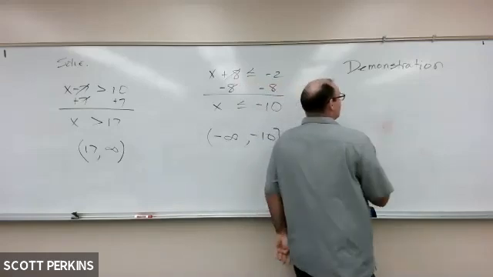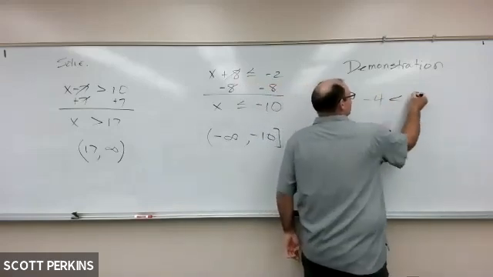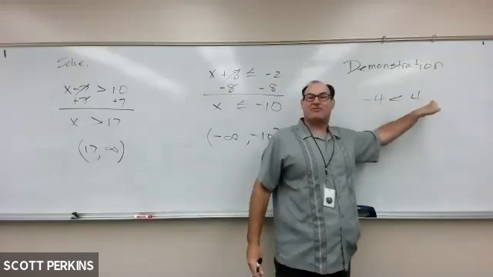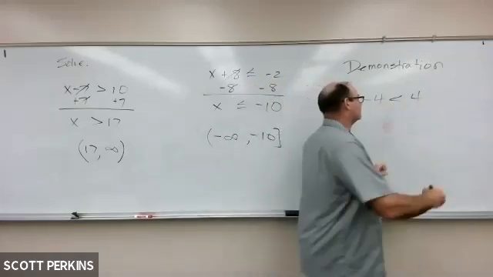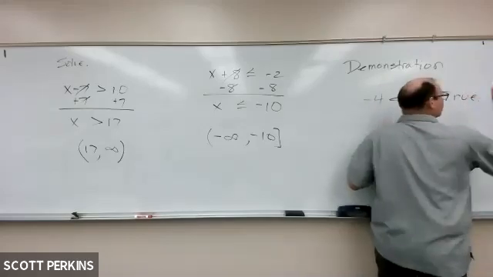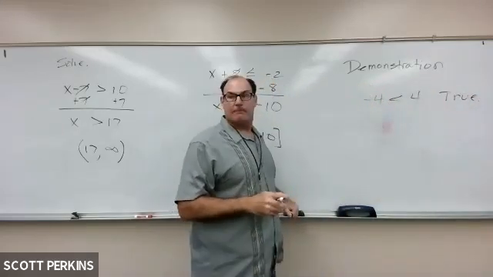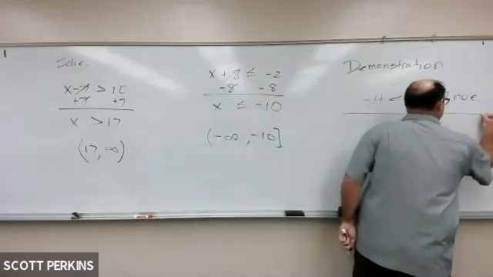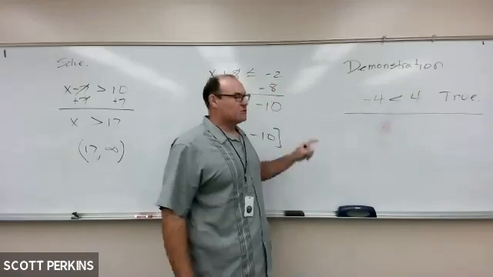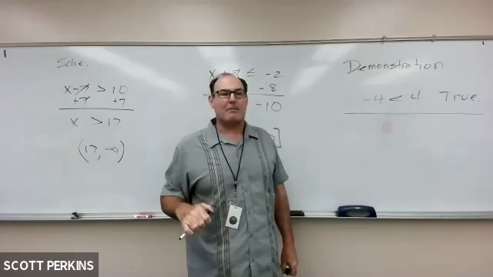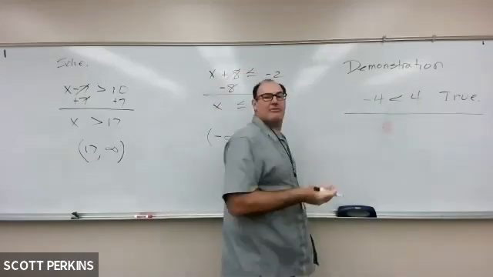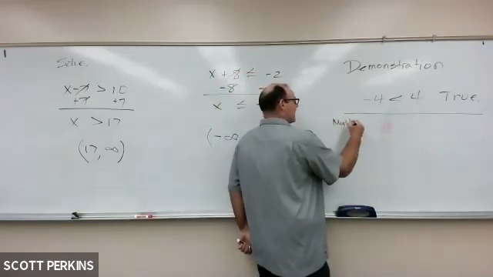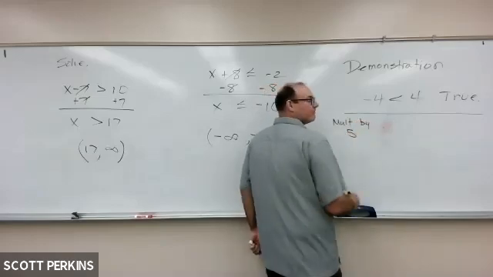Okay, so let's say this. -4 is less than 4. Is this a true statement or a false statement? Is -4 less than 4? That's true. So here's what we're going to do with that true statement. I'm just going to draw a line here to separate it. We're going to multiply both sides of that by 5. Why 5? Just because that was the first number that popped in my head. There's nothing special about it. Okay, we're going to multiply both sides by 5.